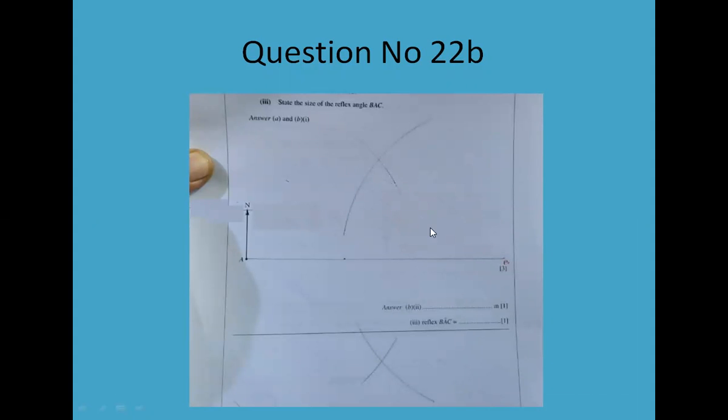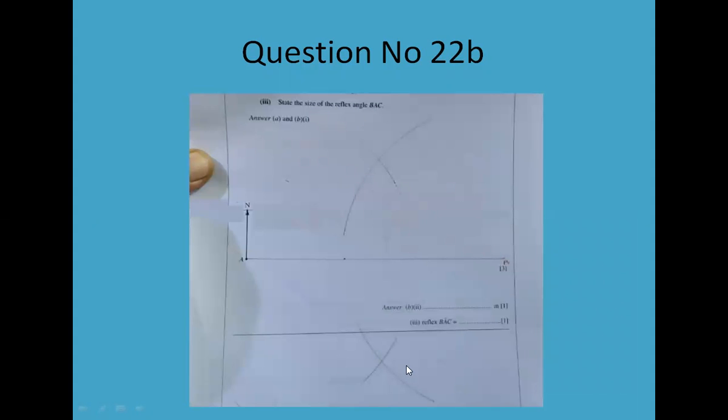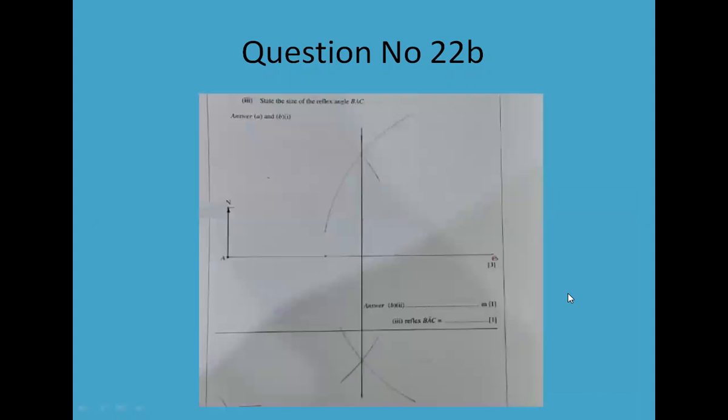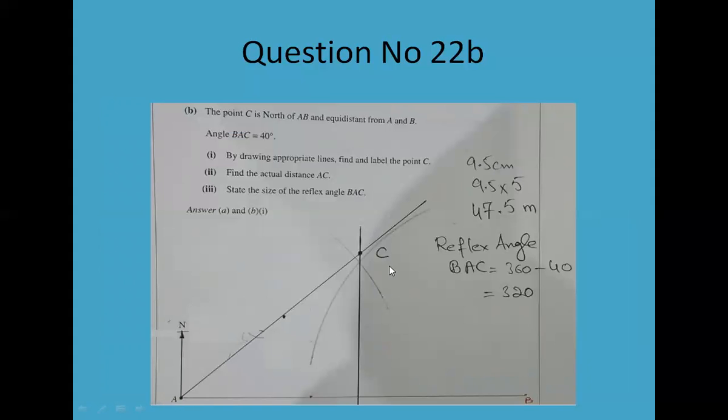As you have drawn the arcs above, draw arcs below, okay? And then join these points with each other. Okay, like this, you have drawn a line which shows the perpendicular bisector of A and B. And then you have to draw the BAC angle, which will be 40. So I will draw an angle of 40 here. So I have drawn that line. So when that line cuts this, this is the point C, okay?